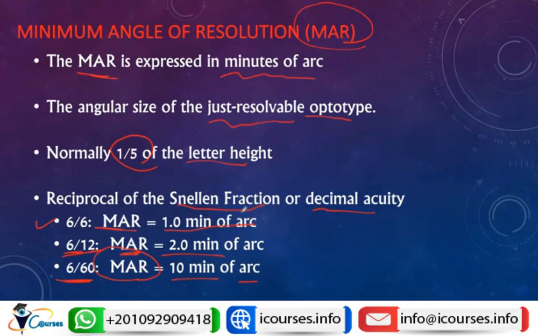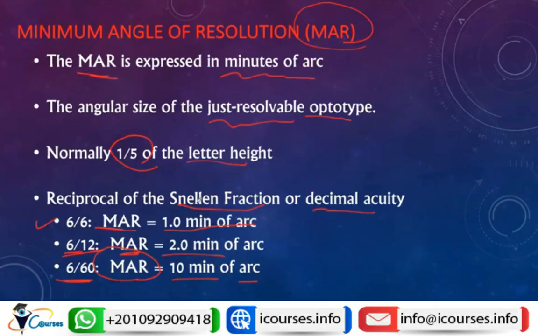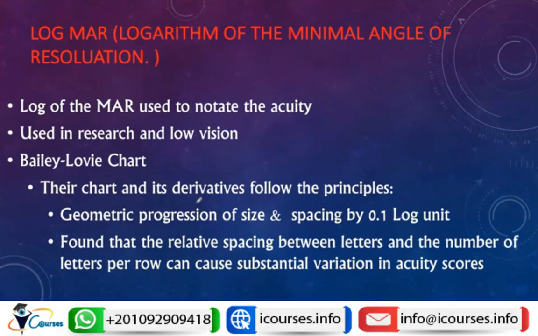So this is the reciprocal of the Snellen fraction. If you just divide the Snellen fraction, it will be the decimal. If we take the reciprocal of the Snellen fraction, this will be the minimum angle of resolution. The logarithm of the minimum angle of resolution is used for research purposes, meaning that in order to use the minimum angle of resolution as a vision measure, we can take the logarithm of it to express the visual acuity. And this is the principle of the LogMAR chart.